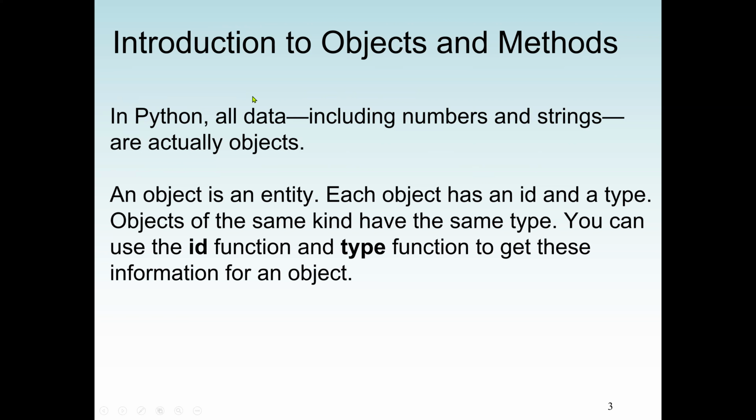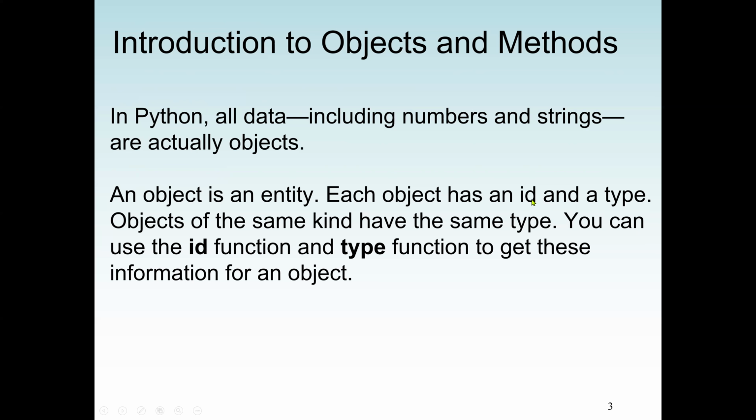First, let's start with the introduction to objects and methods. Here we said that in Python, all data, including numbers, characters, and strings, are actually objects. So in Python, anytime we declare a variable, we are actually declaring an object. An object is an entity. Each object has an ID, which stands for identity, and also has a type. The type stands for the type of data that the object can have.